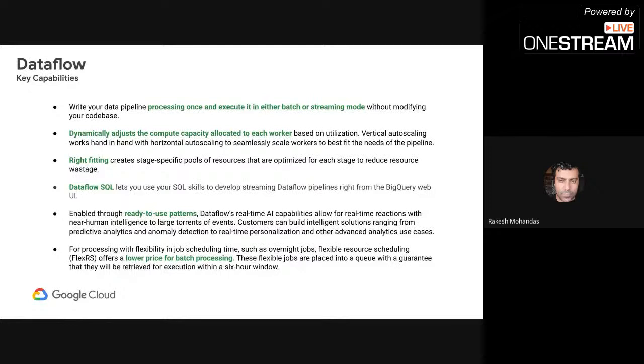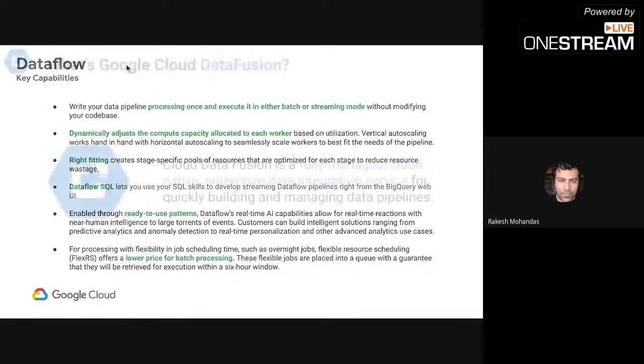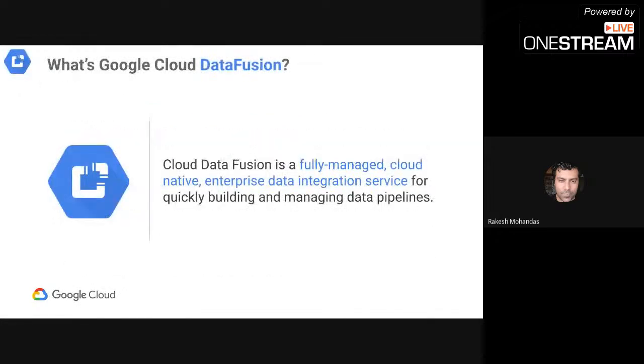As I was explaining, I'll not go into too much detail. I'll just go to the next slide. The third option that we have is Data Fusion. So Data Fusion is again a third, different way of creating your data pipeline. It's a fully managed, cloud-native enterprise data integration service. The front end is Data Fusion, which is nothing but CDAP, open source CDAP. The back end of running this pipeline is your Dataproc.